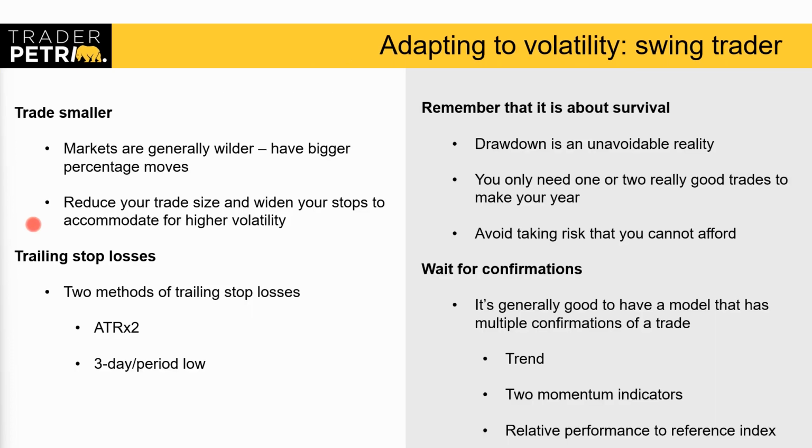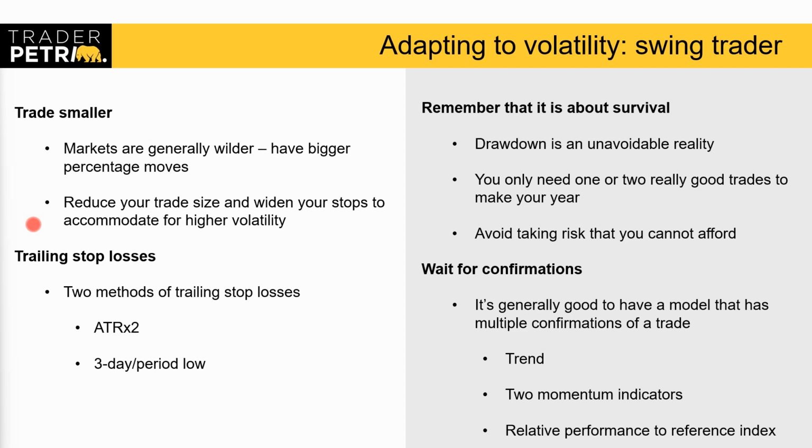Right, okay, so for the swing traders, what we can do, and it's really just simple stuff, right? We need to make sure that we trade smaller. The daily ranges on shares are going to be bigger. So the swings that we see, the share price movements that we're going to see on any given day, are going to be considerably bigger. So we have bigger percentage moves, and therefore we need to reduce the size that we trade and probably widen the stop losses that we use in order to accommodate for this additional volatility.